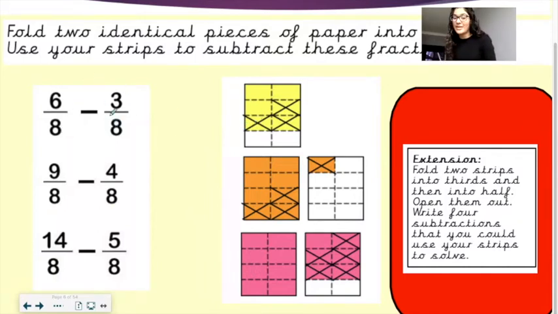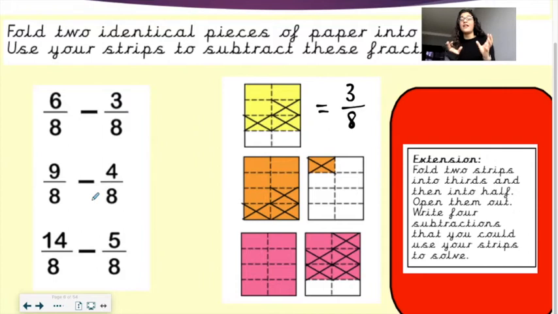6/8 take away 3/8. Now, what you should have done is fold your paper so that you have 8 parts to it. Then you shade in 6, because remember, you look at the bigger fraction first out of the 2, which is 6 out of 8. You shade in 6 parts and take away 3 parts to then get your answer of 3/8.